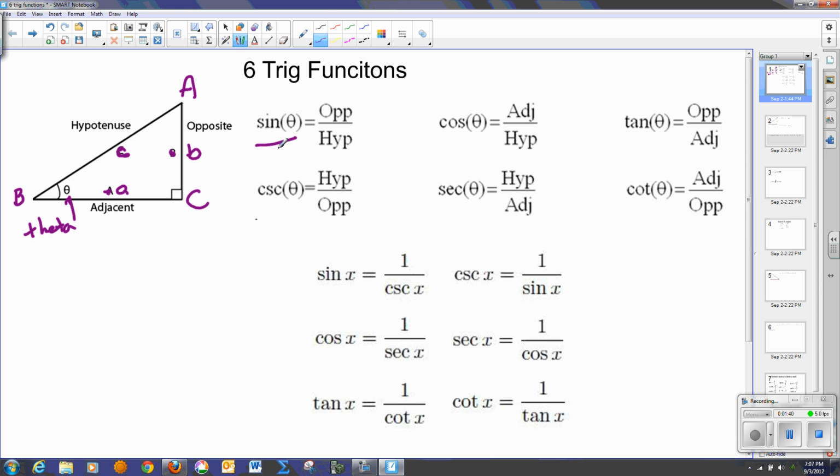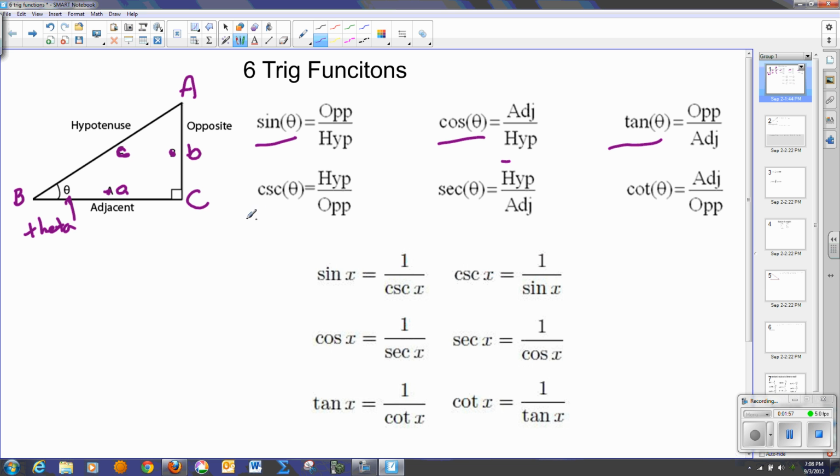Sine, cosine, and tangent you covered once again in geometry and probably last year in Algebra 2. We know the sine ratio is the opposite over the hypotenuse. The adjacent over the hypotenuse is the cosine ratio, and the opposite over the adjacent is the tangent ratio.